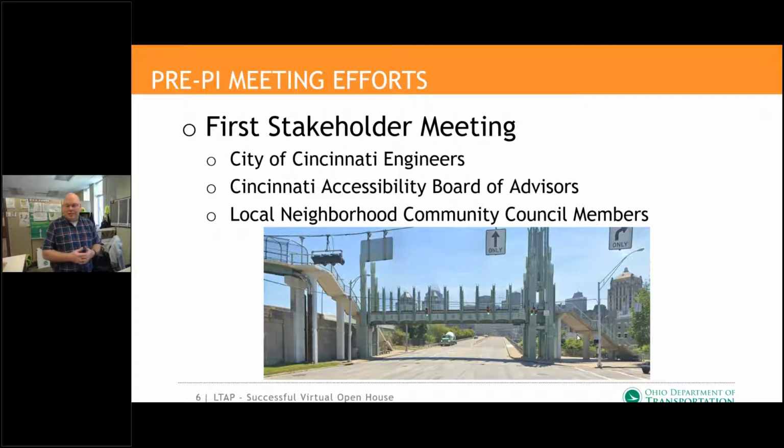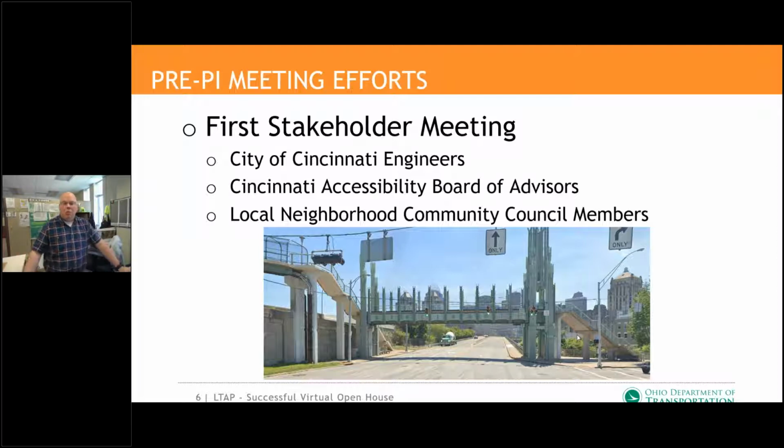So this project, we expected it to be controversial. One of the PED bridges, as you can see on the screen here, is a gateway bridge. We kind of thought that there was going to be maybe some controversy with the project with removing a gateway to the city itself. So we wanted to reach out and have some coordination with the local government and also some of the local, I want to say officials, but community leaders.